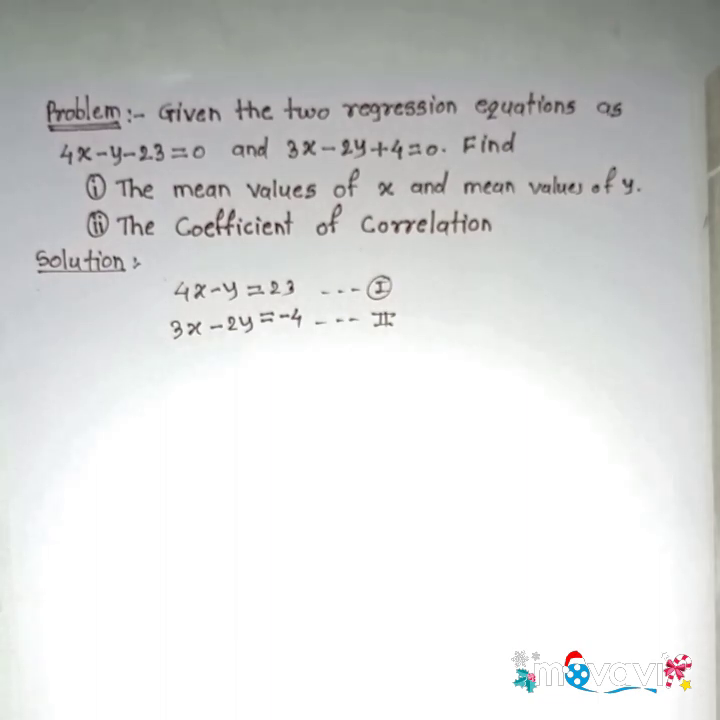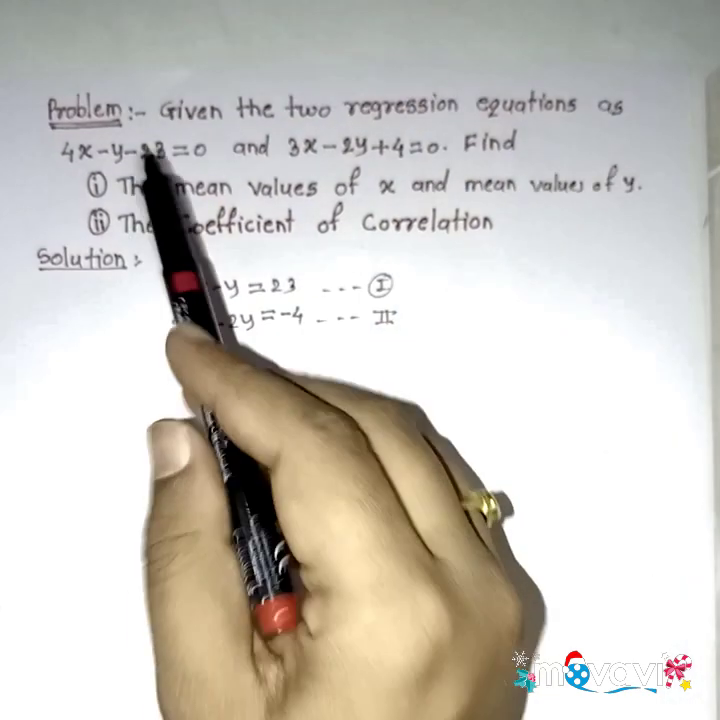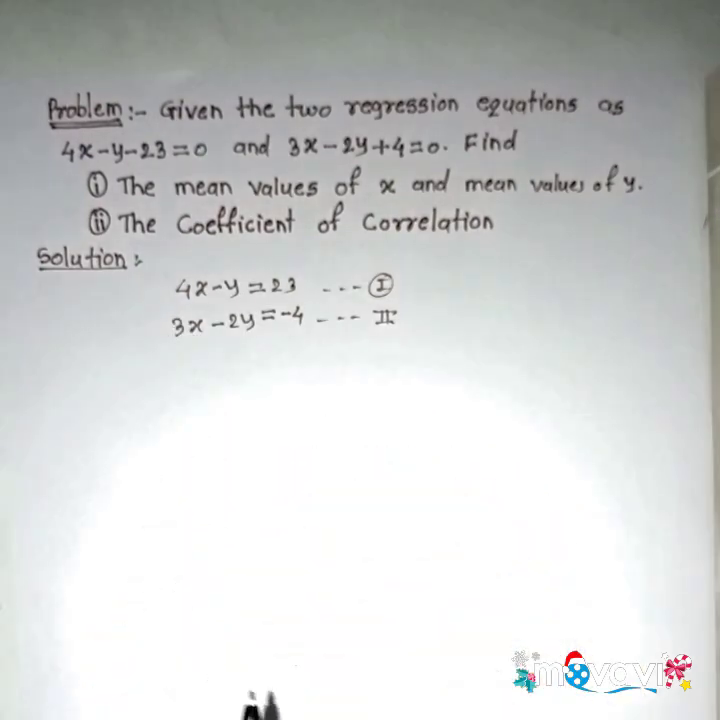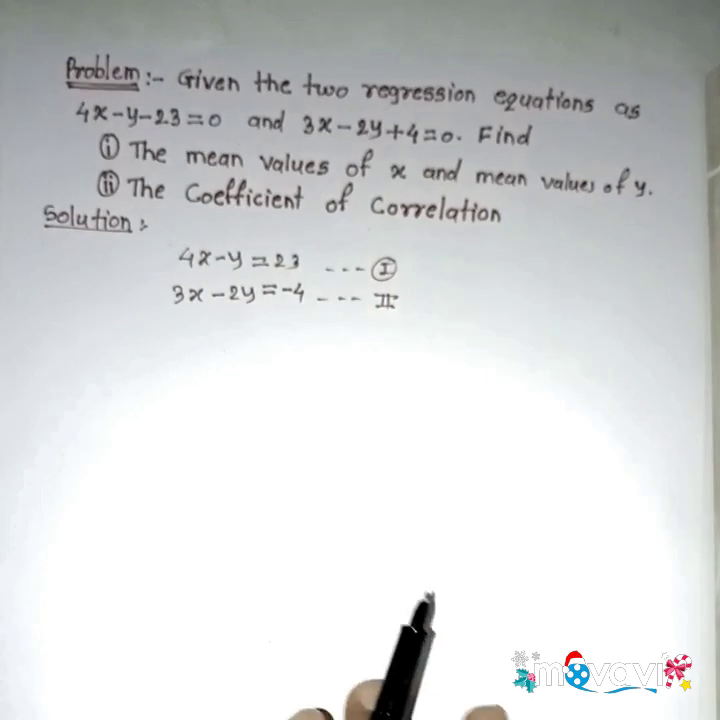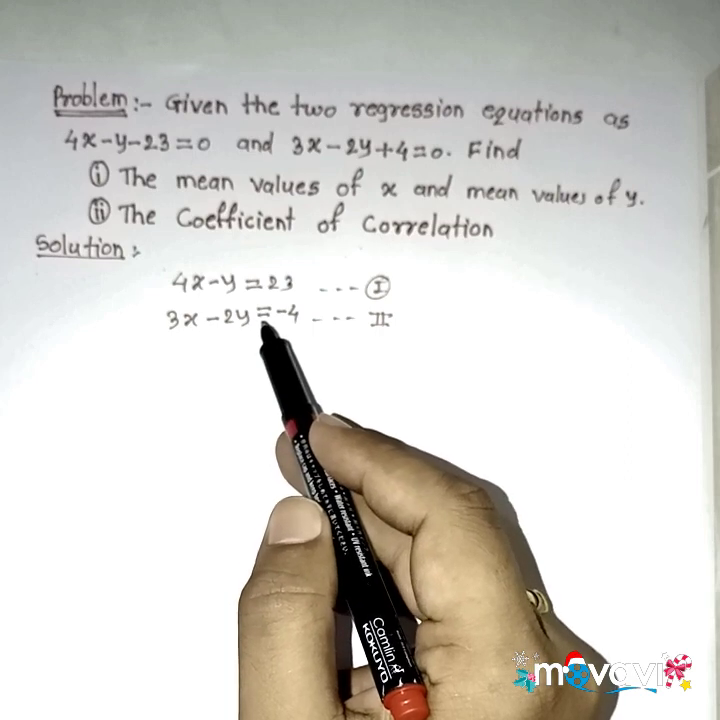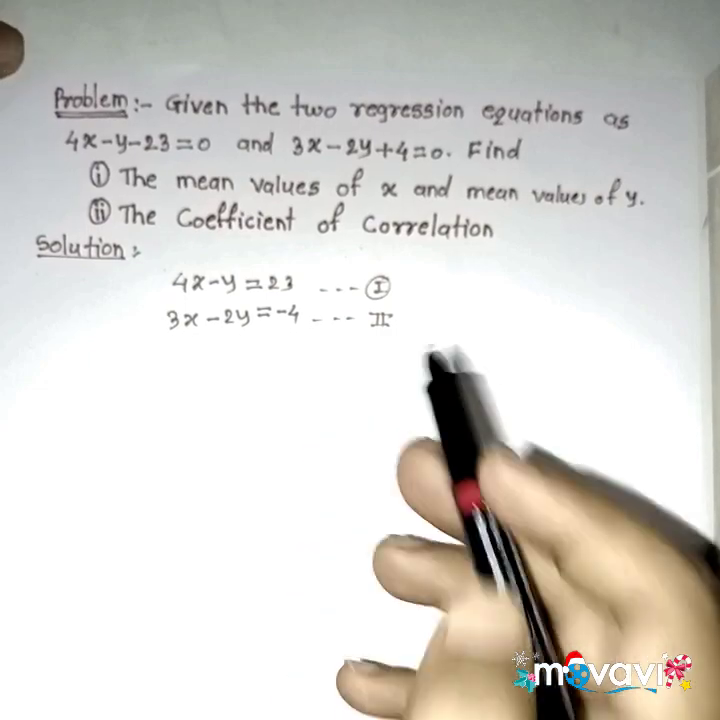We know that if x and y are two variables, then we have two regression equations: the regression equation x on y, and second, the regression equation y on x. We also know that these two regression equations coincide with each other at the mean. It means if we solve these two equations for x and y, the values of x and y are nothing but the values of x bar and y bar. So first we solve these two equations.